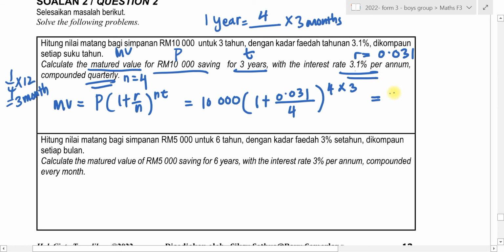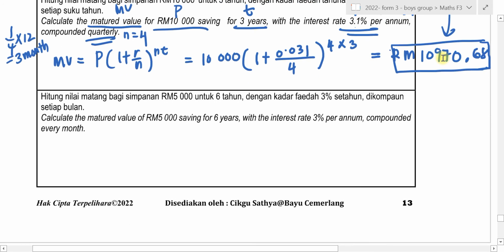Always round off to 2 decimal points, because this is money, so we have only 2 places. So 10,970.68 cent. That is the answer. Everyone, don't just copy only. You all have to try and experience the answer that I gave you. I show you here. Okay, next one.